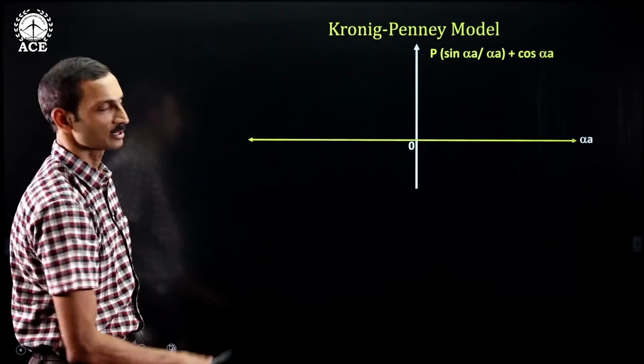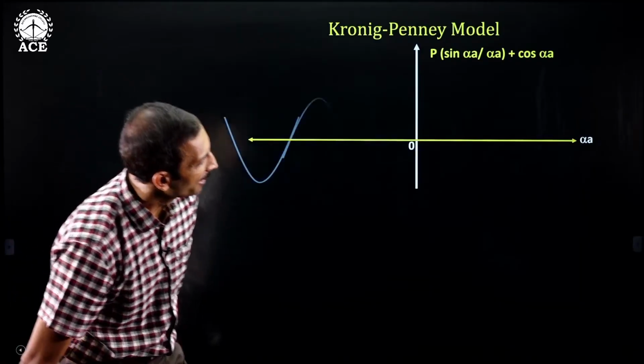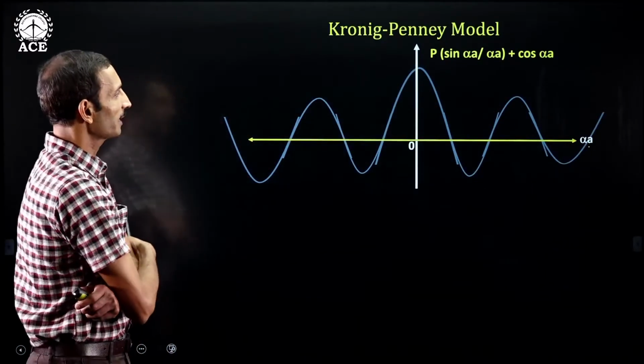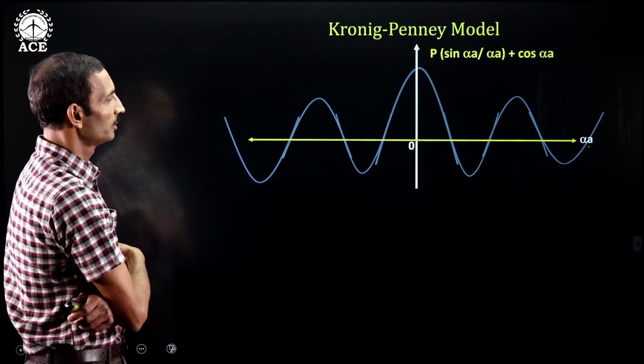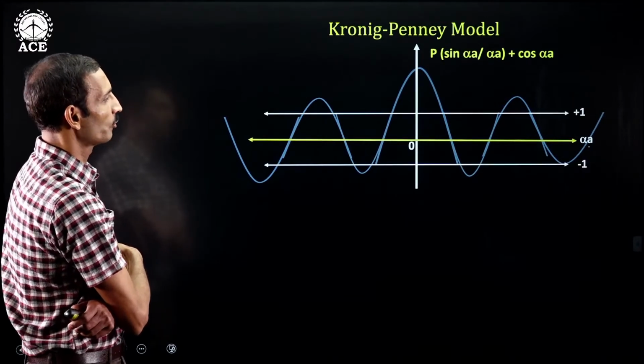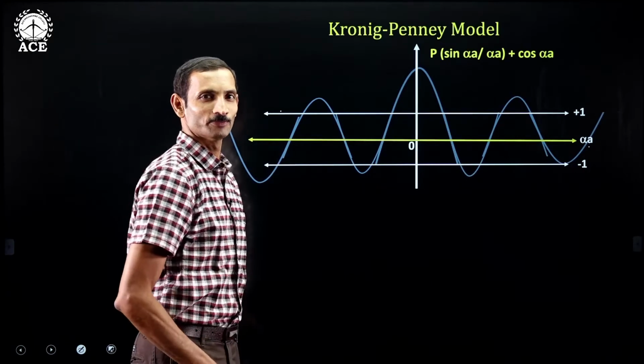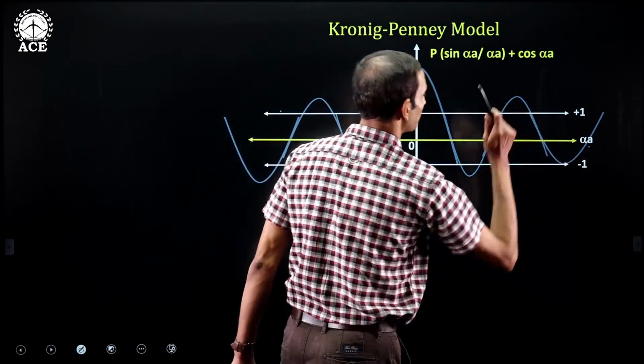So this is LHS on the y-axis and this is alpha A. How would the graph be? This is how the graph would be, right? Like a wave. Okay, very good. Where are these plus and minus 1? Yes, so these are the restrictions. This is minus 1 and this is plus 1.